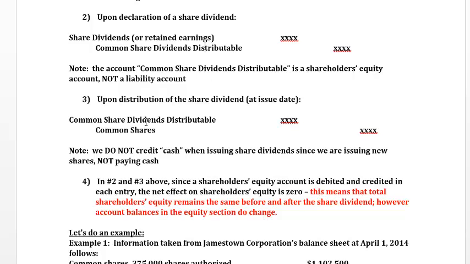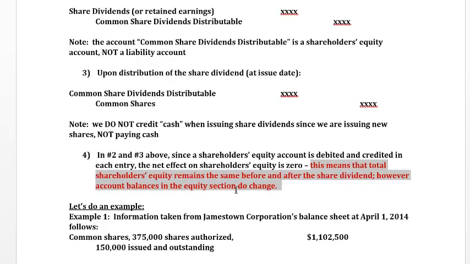Similarly here, we have the dividends distributable account going down when we issue the shares, and the common share account, which is part of equity, going up. Because one's going down and one's going up in the same amount, we note again that total shareholders' equity is not affected. So what this means is that the total shareholders' equity remains the same before and after the share dividend. However, we will admit that the account balances in these 4 accounts will be changed.